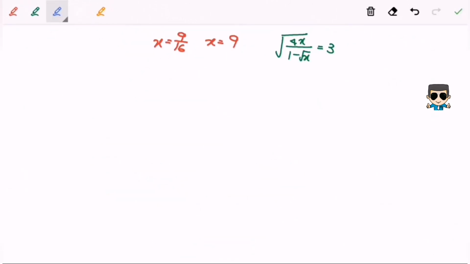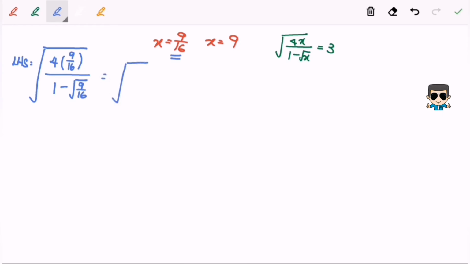So now I'm going to substitute the value x equals 9 over 16 into the left hand side. So we will have square root of 4x, which is 9 over 16, over 1 minus square root of 9 over 16. Here we have a square root. We can simplify, it becomes 4. This one becomes 1. So we have 9 over 4 over 1 minus 3 over 4.